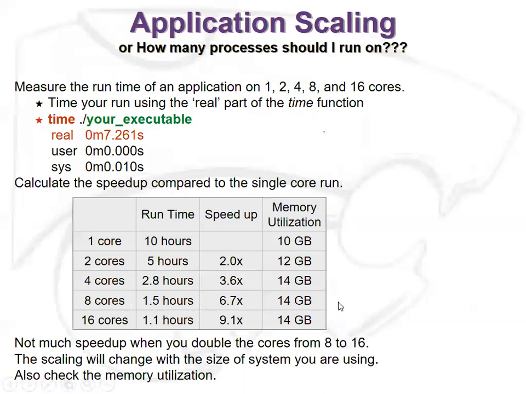You're wasting resources. If you later on go to a larger data set, you should retest this, because more data means your communications are going to be different. If you go to smaller, you might be more latency bound, so your efficiency might be limited to 4 cores instead of 8, for example.